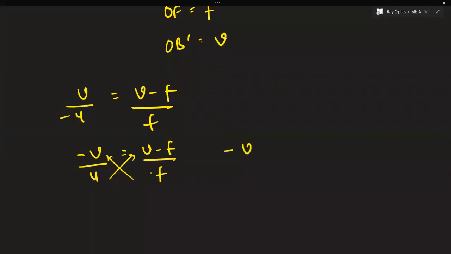So we get minus VF is equal to UV minus UF, right? Please correct me if I have written something wrong. Minus VF, yes, it's fine. So now let's bring the terms that have F common. So that becomes minus VF plus UF. This is equal to UV.